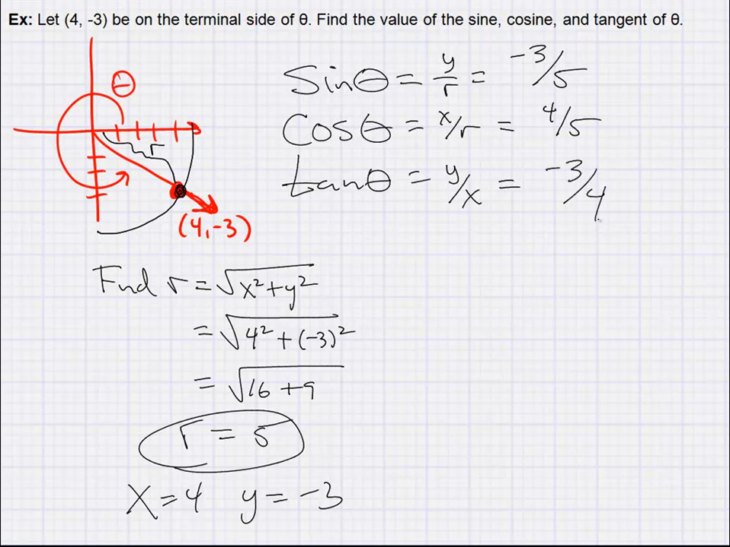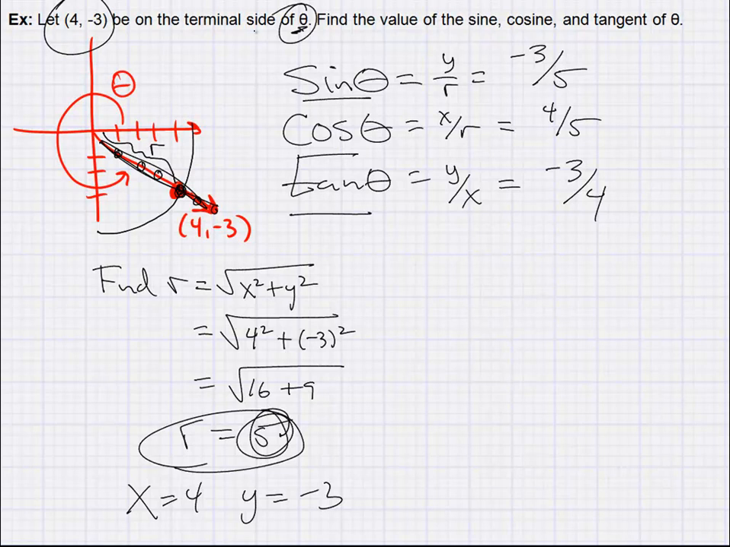So I just found the values for these three functions for this particular angle. I don't know what theta is, but I do know what point theta relates to, and it's not even necessarily on a unit circle, because the radius of this circle is 5. But it doesn't matter. I don't have to have a unit circle. As long as I know a point on the terminal side of the angle, any point, I have this point, this point, this point, any point on this terminal side, I can use that point to help me calculate the sine, the cosine, and the tangent of theta, even if I don't know what theta is.